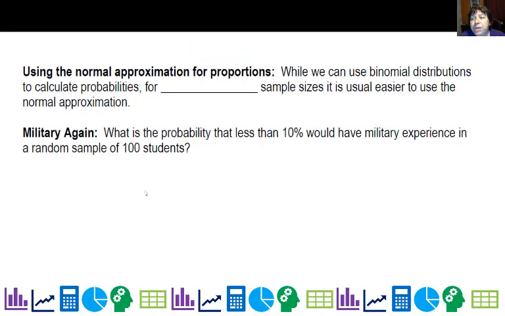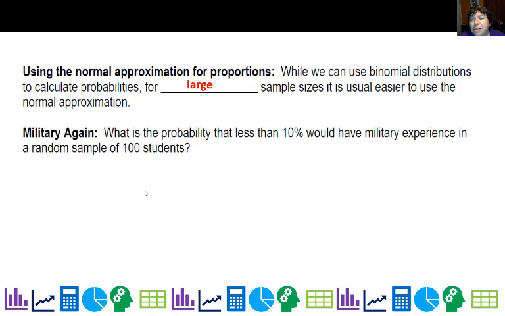So we can use binomial distributions to calculate probabilities, and those work. For large sample sizes, it is usually easier to use the normal approximation. So what is a probability that less than 10% would have military experience in a random sample of 100 students?